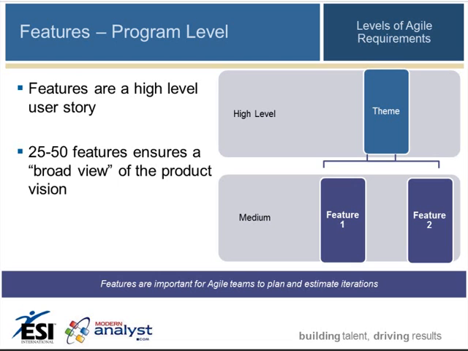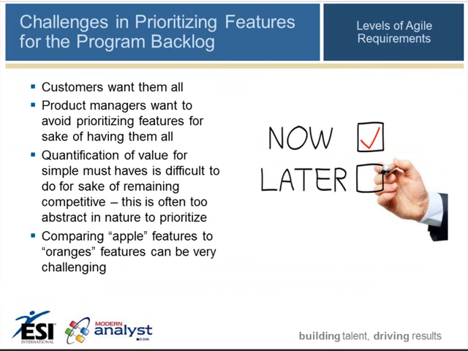There are some challenges in prioritizing the features in the program backlog. In general, our customers want everything that's on the list. And based on the constraints that we impose on an Agile project, that is a fixed time and a fixed budget, there's going to be some limitation to what can be built. Often product managers, who are representatives of the customer, will try to avoid prioritizing the features, and in fact will try to pack them all in. Many of you are probably nodding your heads at this point because you've seen this time and again.